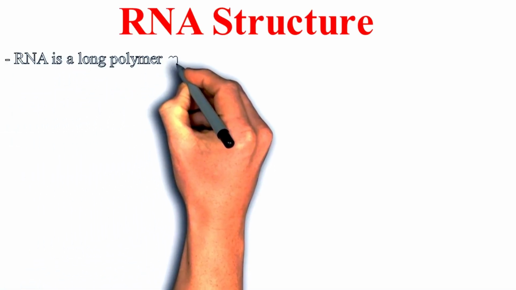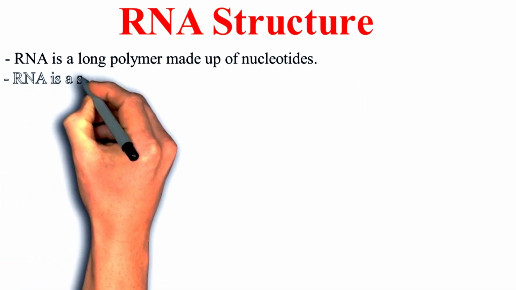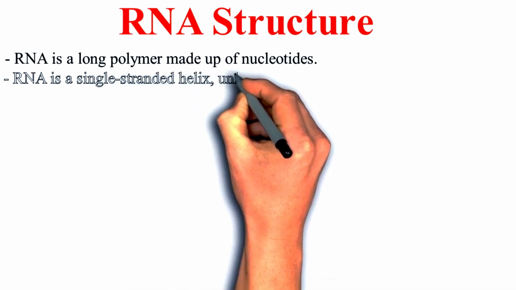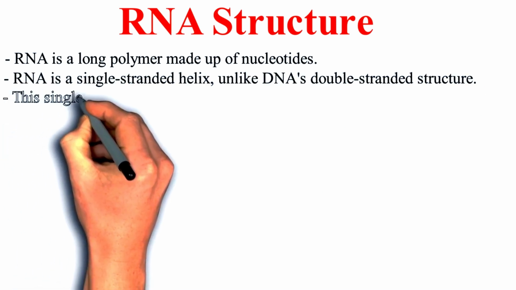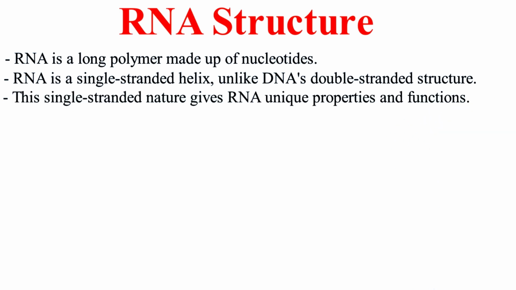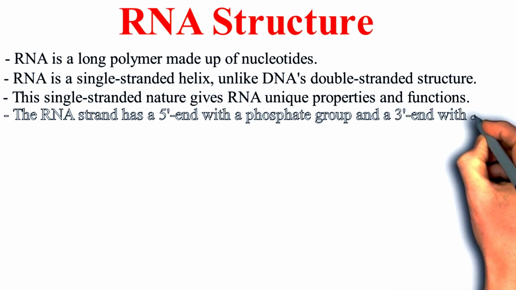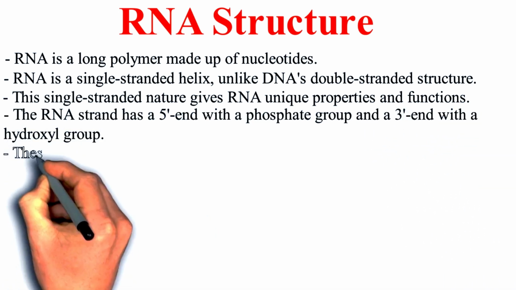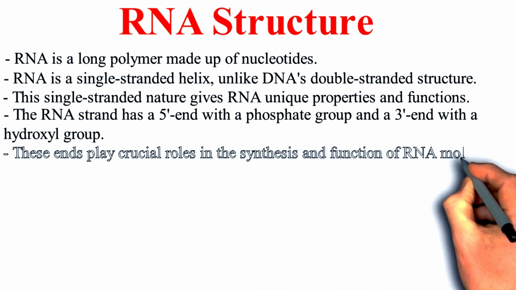Like DNA, RNA is a long polymer made up of nucleotides. However, some important differences set RNA apart. First, RNA is a single-stranded helix, unlike DNA's double-stranded structure. This single-stranded nature gives RNA unique properties and functions. The RNA strand has a 5' end with a phosphate group and a 3' end with a hydroxyl group. These ends play crucial roles in the synthesis and function of RNA molecules.